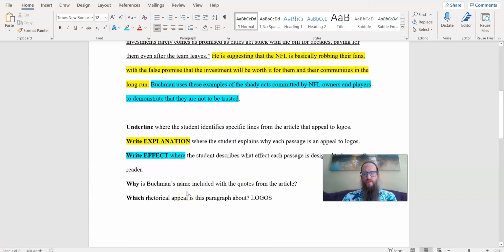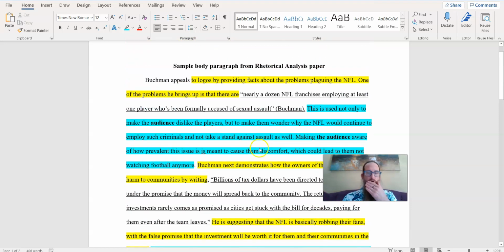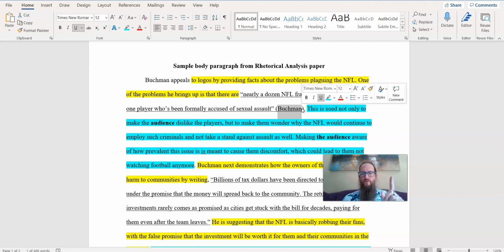Okay, why is Buckman's name included with the quotes from the article? Well, you already know, right? I mean, if you review the prior materials, then you know this is an in-text citation. And in any kind of academic writing, if you're going to use direct quotes or facts, even if you use your own words to describe the facts, you still have to provide proper attribution. You have to show where those facts are from. If you use a direct word-for-word quote, as indicated by the quotation marks, you must indicate which source on the works cited list the quote comes from. So for this student, it was the Buckman article.